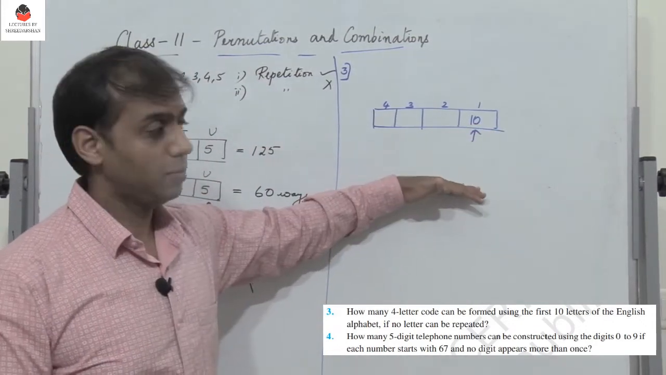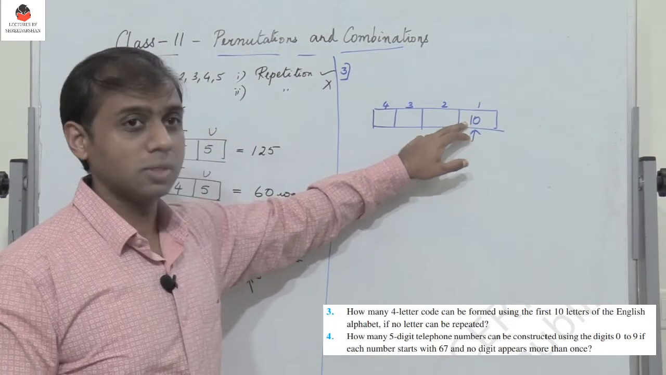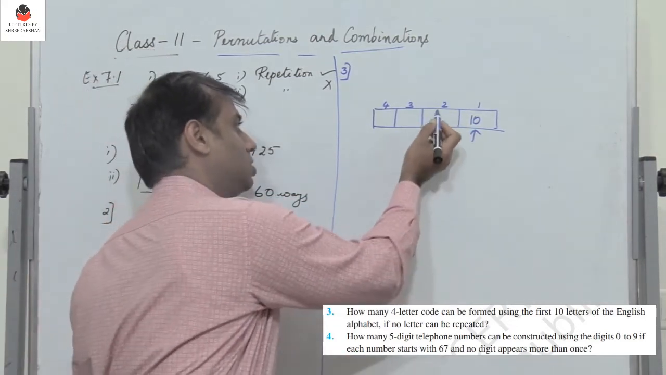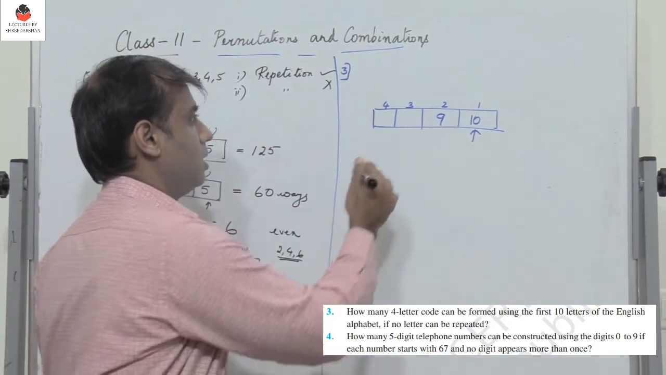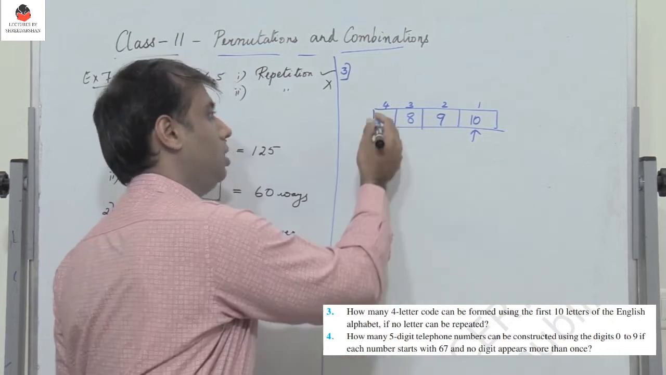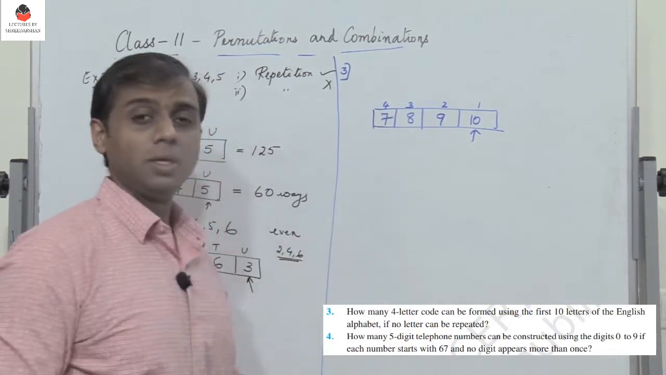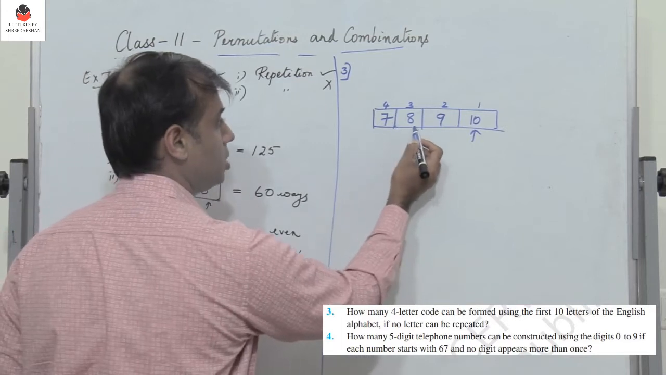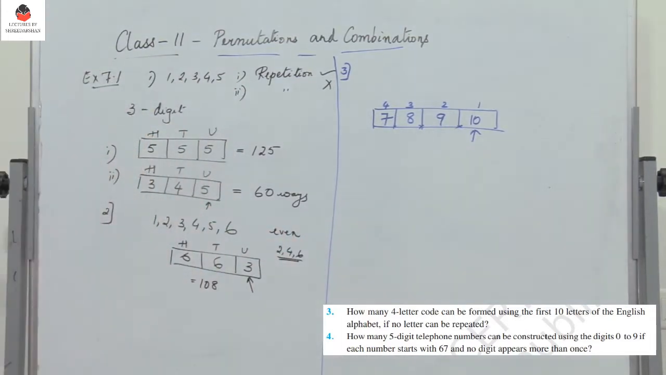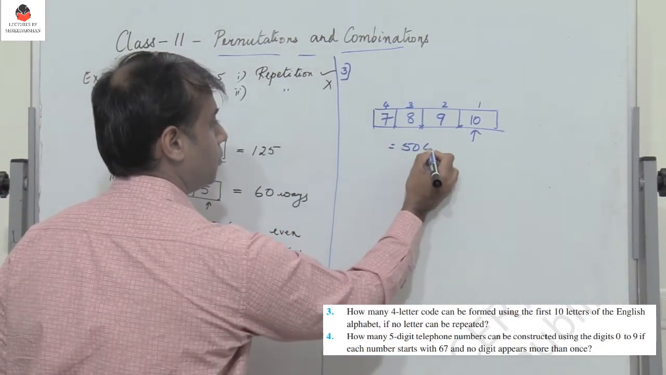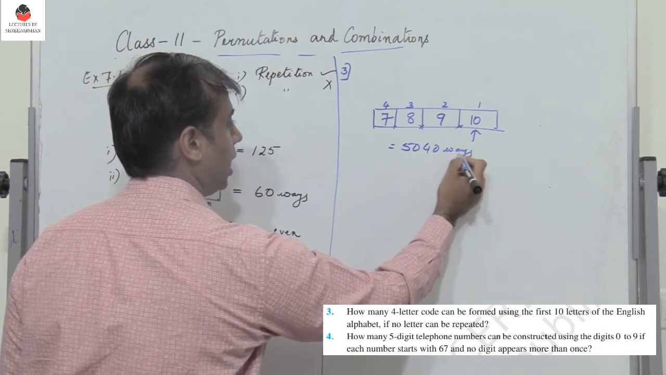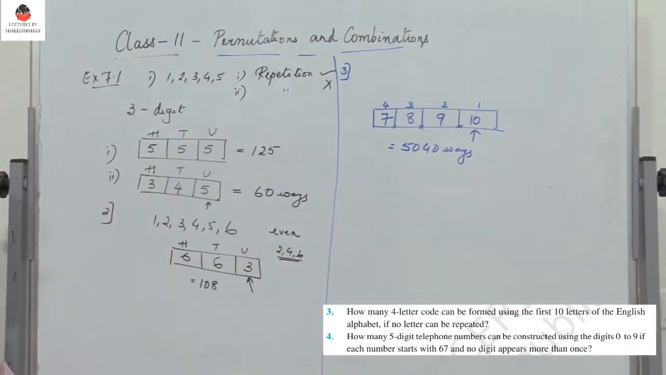The first 10 English alphabets. Since one alphabet has been chosen, I'm left with 9. So in the second place, I can choose 9. Now in the third place, I can choose the remaining 8, and in the fourth place, I can choose 7. So how many possible ways? It's going to be 7 into 8 into 9 into 10. When you multiply all these 4 numbers, you get 5040 ways. So you can actually have 5040 different 4-digit codes using the first 10 alphabets of the English language.